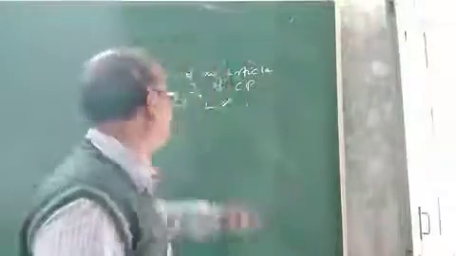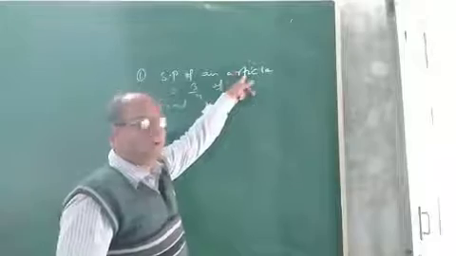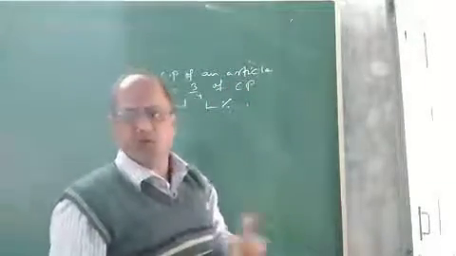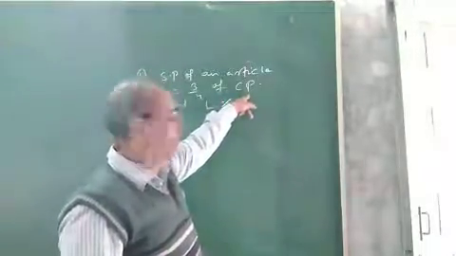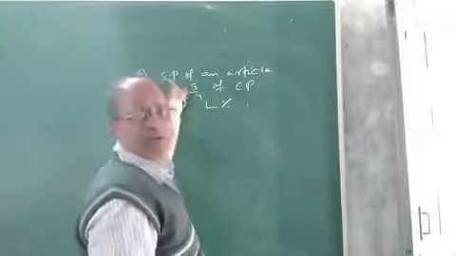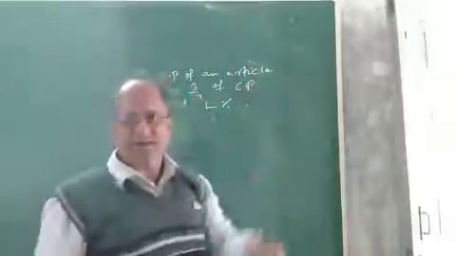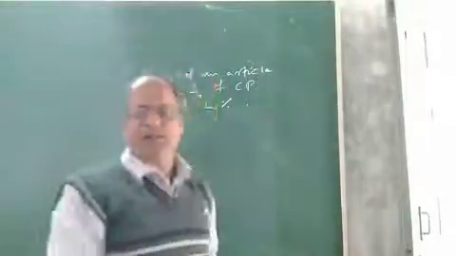Suppose you are given the SP of an article, the selling price of an article is 3 by 4 of its cost price. That means we do not know what is the cost price. So whatever is the cost price of the article, its 3 by 4 will be equal to the selling price. So how to find the loss percent? Find the loss percent. Now children, how to solve this type of question?